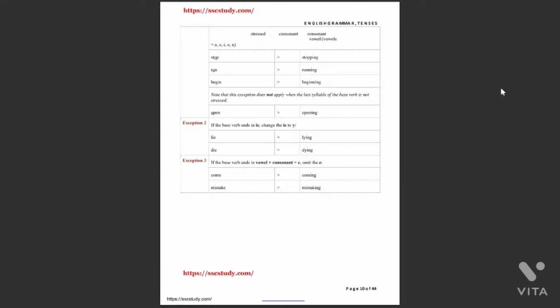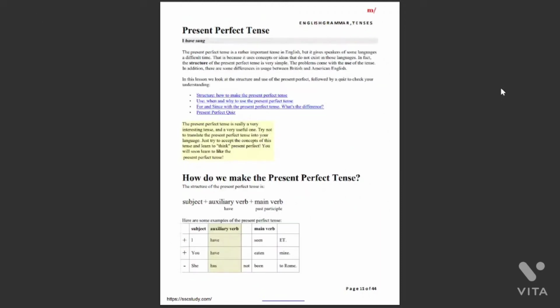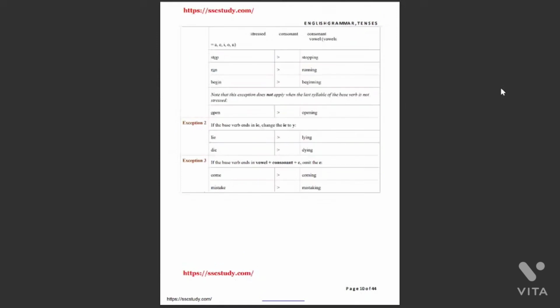See exception 2: if the base verb ends with IE, change the IE to Y. Okay, if it is like lie, L-I-E, here IE would change into Y: lying. Die, dying, D-Y. Okay, so be careful. Exception 3: if your base verb ends with vowel plus consonant plus E, omit the E, like come, coming. We take out the E here, like mistake, mistaking. Okay, careful. So this is all about today's lesson.